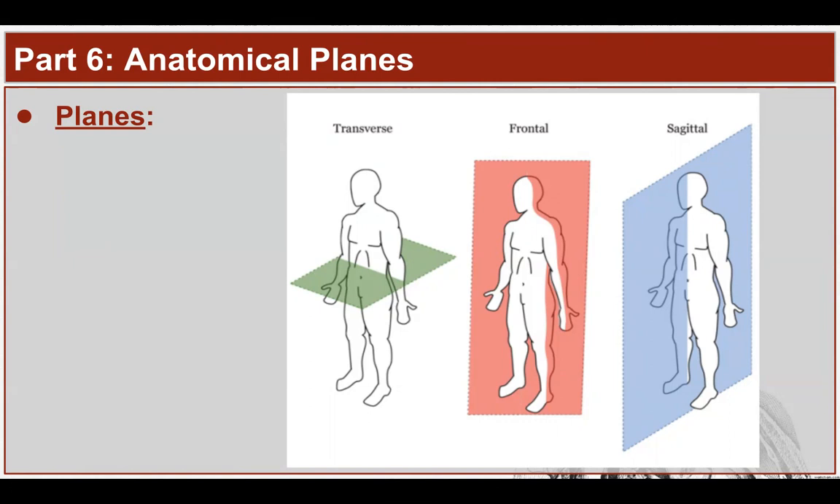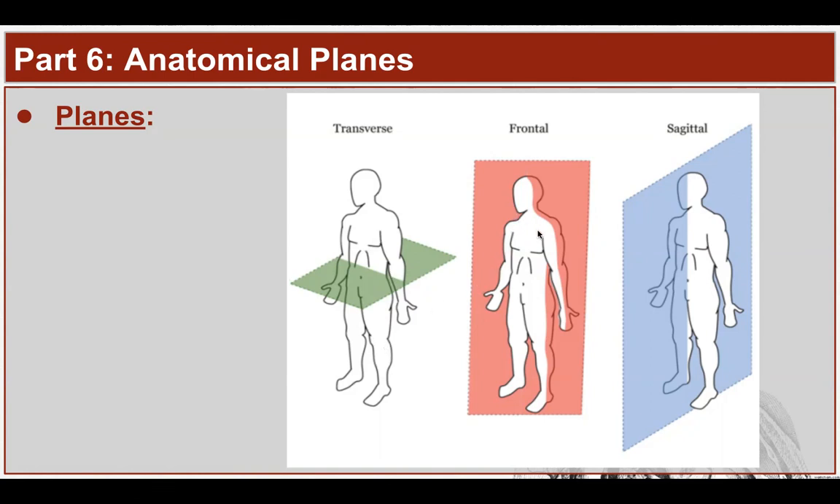So these are essentially planes that can be cut through the human body in order to view the location and relative position of different internal organs. Okay, so first we have the transverse, which is essentially, if you're standing up, a horizontal plane through your body. So the transverse plane divides the body into an upper and a lower portion.